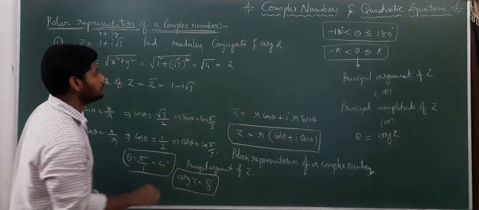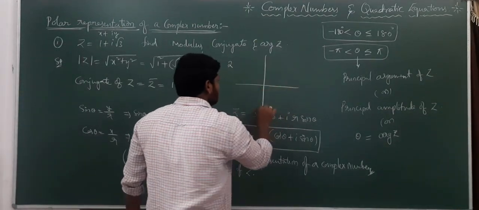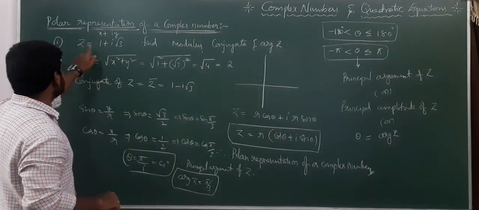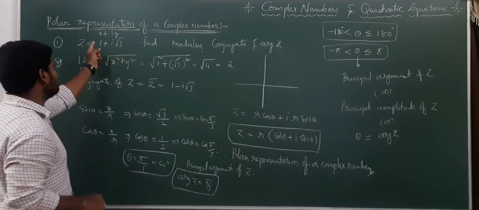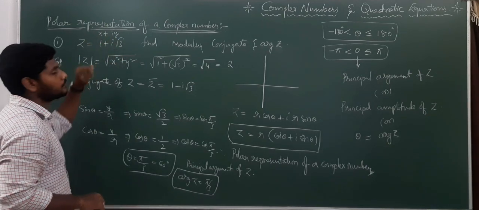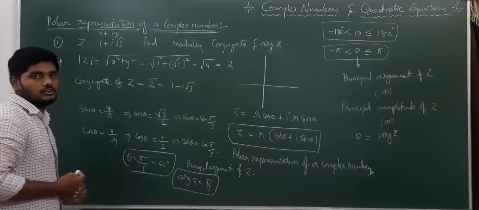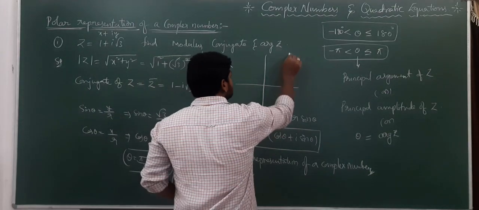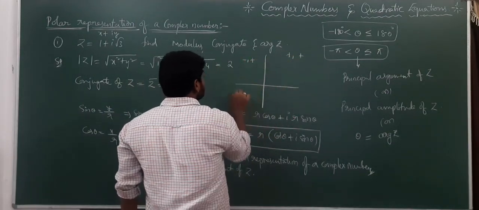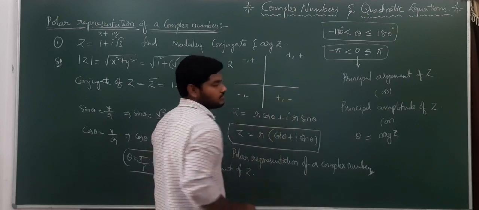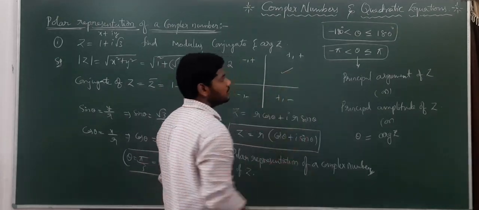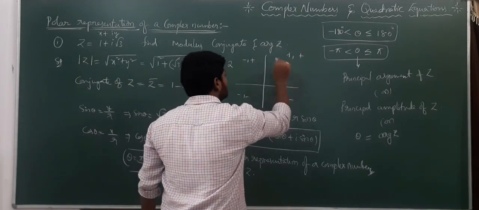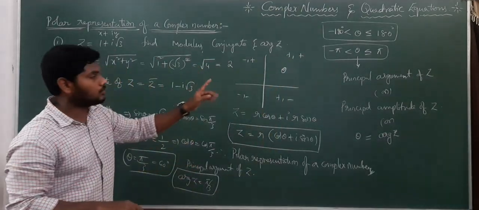Here one thing you need to remember very carefully while finding theta. Given 1 plus i root 3, if we compare it to the form x plus iy, are both x and y values positive or not? In this question, both are positive. In which quadrant are both positive? First quadrant. First quadrant means whatever theta we get, that only we need to write.